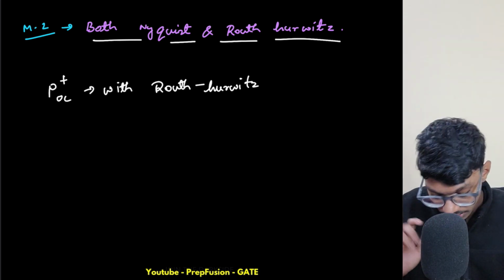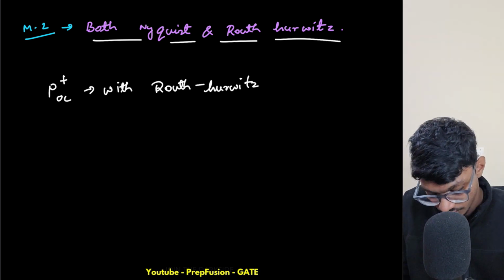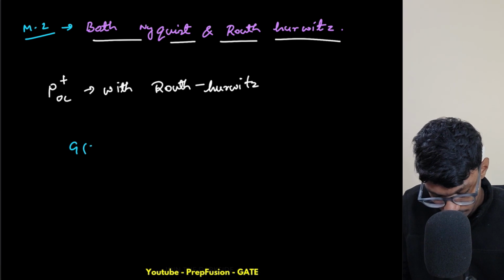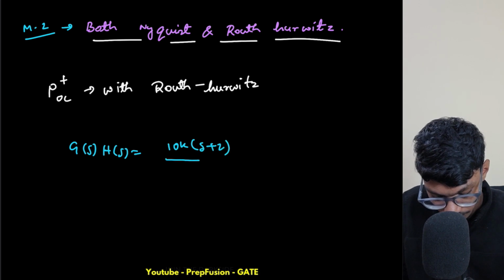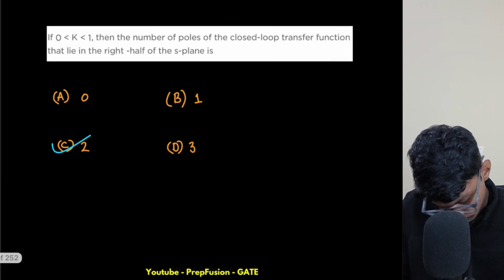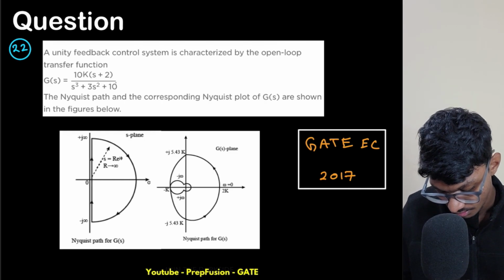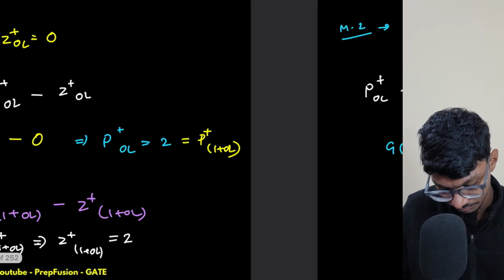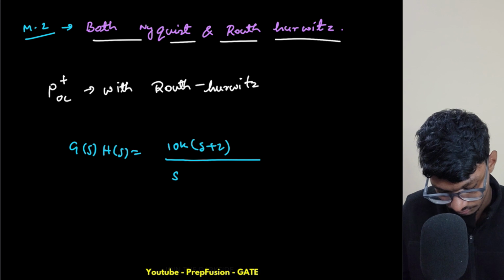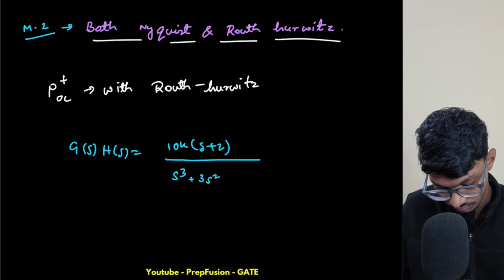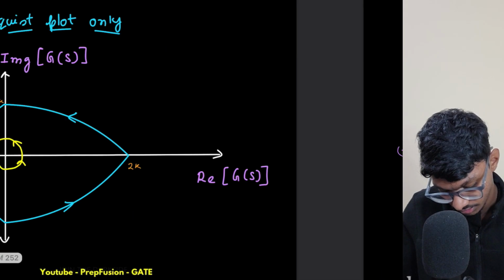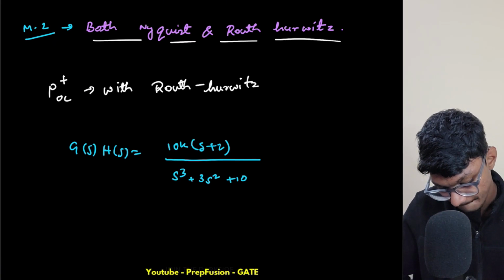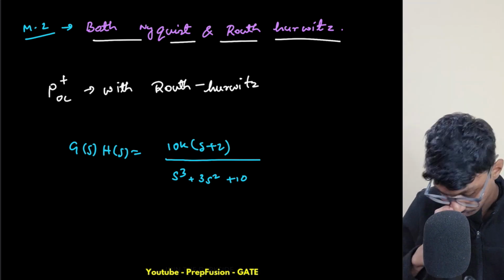How to do that? I will write G of s H of s. What is my G of s H of s? G of s H of s equals 10k times (s plus 2) over s cube plus 3s square plus 10. So this is this one.